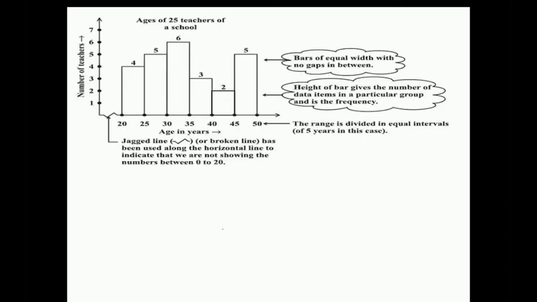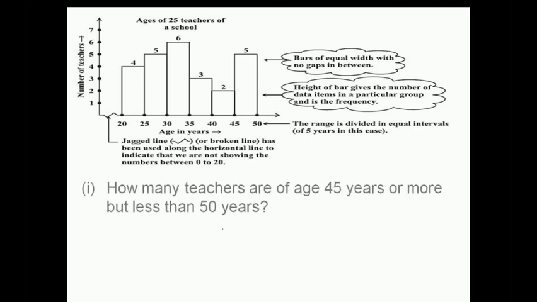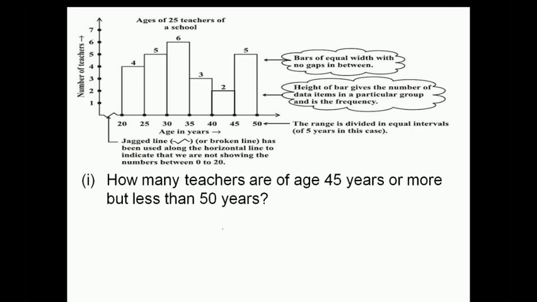So with the help of this histogram, we have to give some answers. My first question is, how many teachers are aged 45 years or more but less than 50 years? Look here, they ask how many teachers are aged 45 years or more. That means we have to choose after 45 years and less than 50 years. So I have to choose the class interval 45 to 50, and my reading is 5. So my answer is 5.